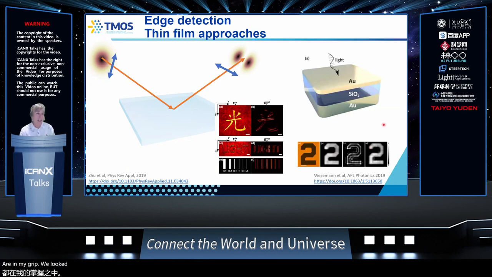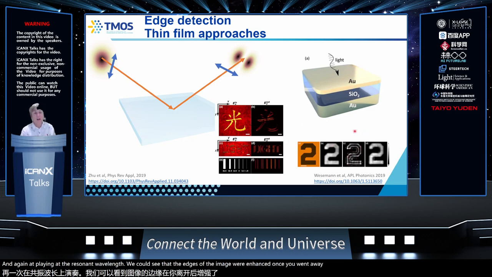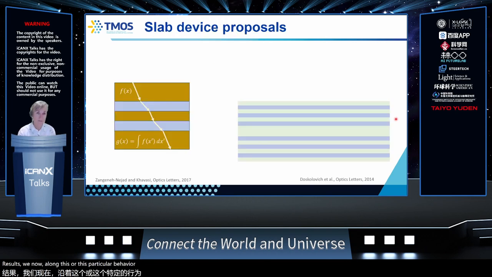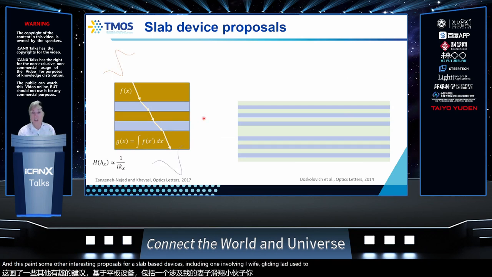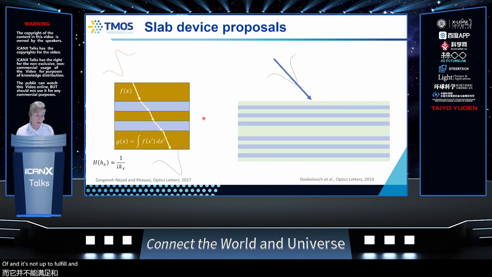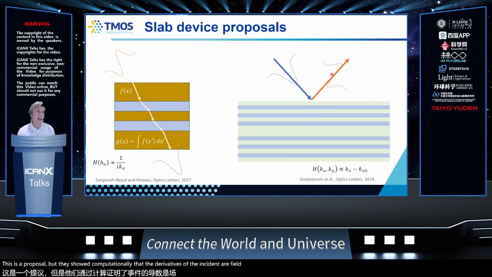In my group, we looked at the reflection of light from a metal-insulator-metal structure. This is just a planar thin film structure. Again, at the resonant wavelength, we could see that the edges of the image were enhanced. Once you went away from resonance, we no longer saw this behavior. There have been some other interesting proposals for slab-based devices, including one involving a waveguiding layer that can be used to perform integration of an incident optical field, and also using a Bragg device. This is a proposal, but they showed computationally that the derivative of the incident field resulted on reflection at an appropriate angle of incidence.